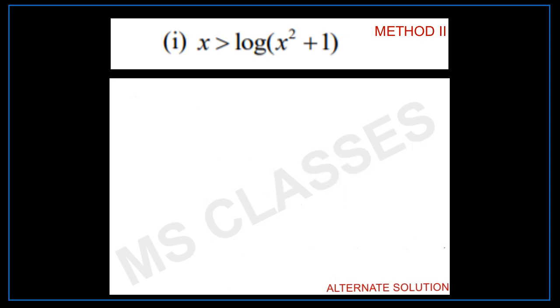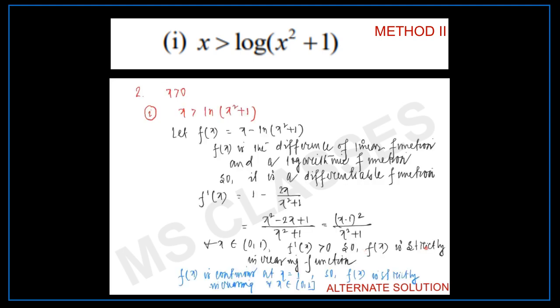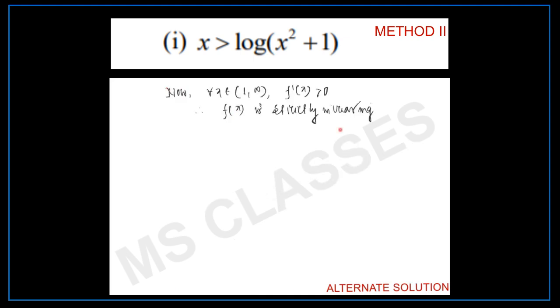Now for x belongs to 1 to infinity, f dash x is greater than 0. Therefore, f(x) is strictly increasing in this interval also. So combining the last two discussions, f dash x is greater than 0 here, strictly increasing for this interval, and at 1 it is continuous, so the function is strictly increasing in this interval. If we combine this whole thing, we can say that f(x) is strictly increasing for all x belongs to 0, infinity.